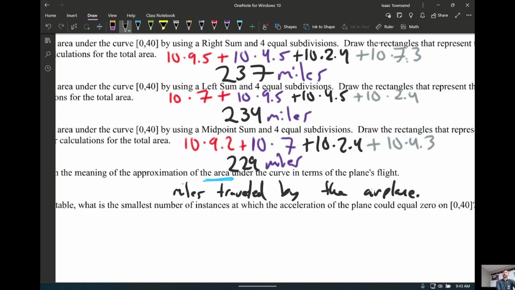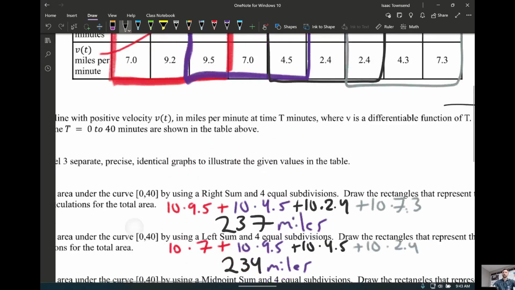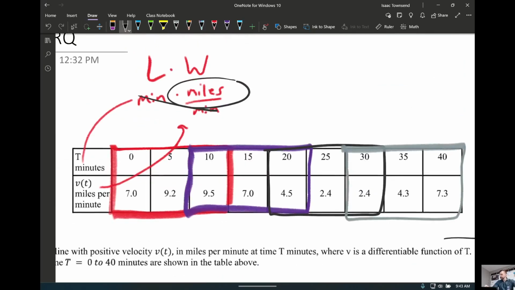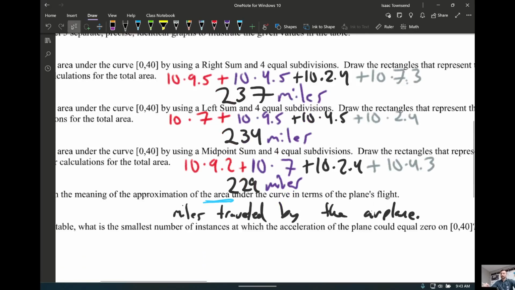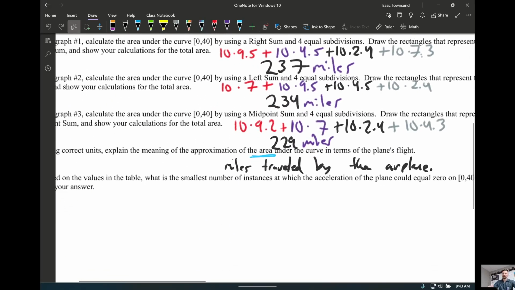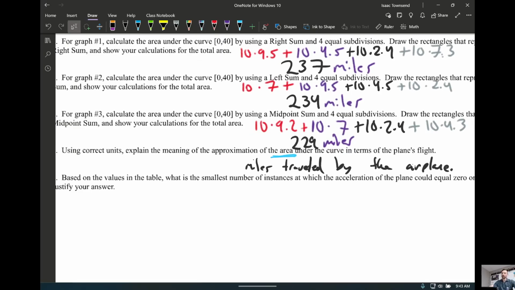So again, it seems abstract, it seems like made up values, but being able to estimate those areas, we can estimate how many miles the airplane has gone after 10 minutes and 20 minutes and 30 minutes and 40 minutes because we know his speed. Okay, and then the last part, this seems to be maybe the hardest, but it's kind of understandable. What's the smallest number of instances? So the number that we are sure that this happens where the acceleration could be 0. So how many times are we sure that the acceleration is 0?